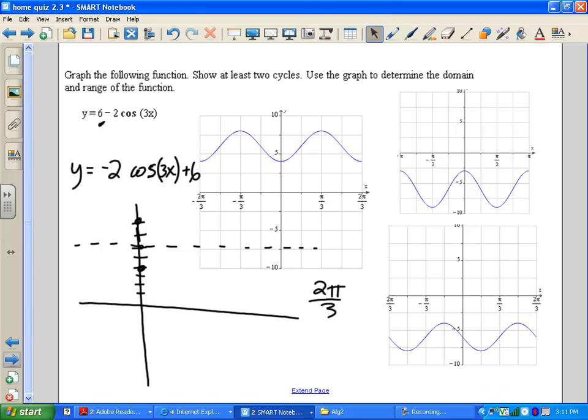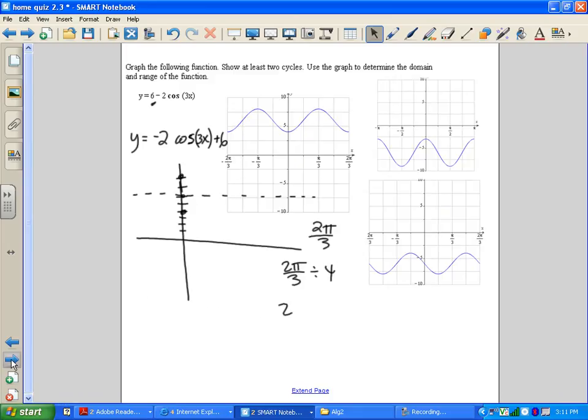And so what I'm going to count by here, I'm going to take 2 pi over 3 and divide it by 4. So that would be 2 pi over 3 times 1/4, and that would give me pi over 6. I'm going to be counting by pi over 6's here. So pi over 6, I'm going to count it on my center line. 2 pi over 6 would be pi over 3. 3 pi over 6 would be pi over 2. And then 4 pi over 6 is, well, that's convenient, 2 pi over 3.